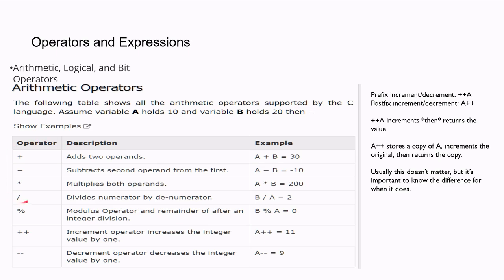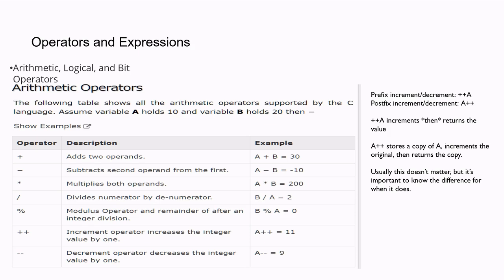These four are fairly intuitive. You get your plus, which just adds the two operands together. Your minus, which subtracts the one on the right from the one on the left. The star is the multiplication operator. And the slash is the division operator. There is one caveat with this.